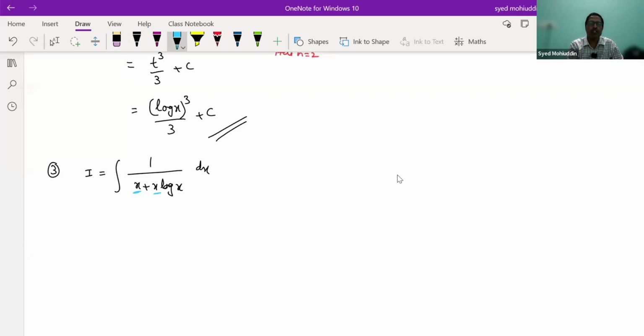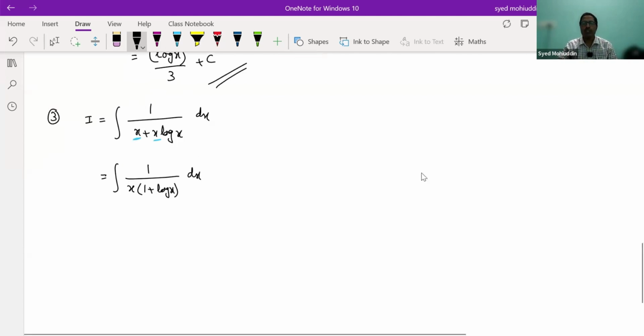Can you see x is common? Let us take x as common here so that we'll get some standard form. The moment I take x as common, I'll be getting integral of (1 + log x) dx. Now you can observe that you are having a product.